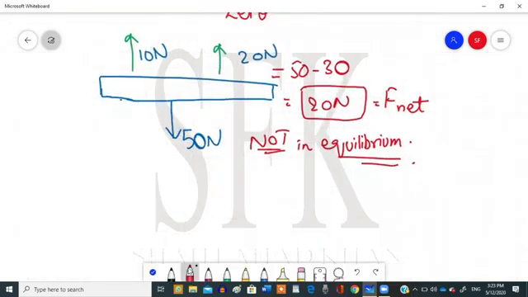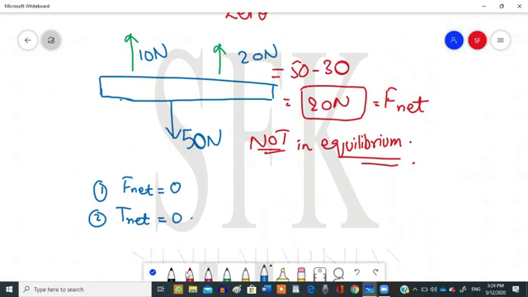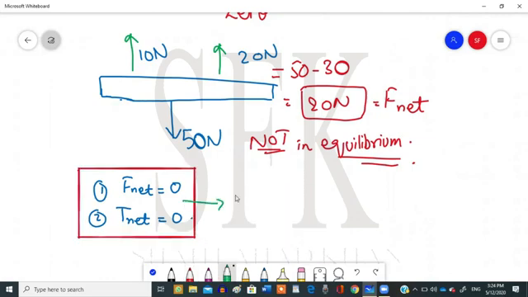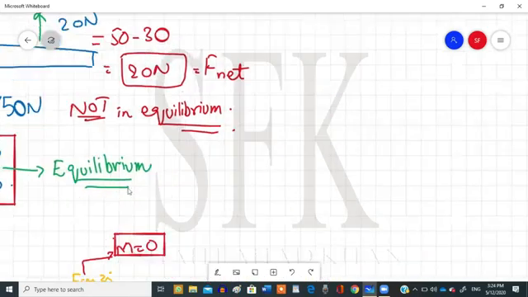So the two conditions of equilibrium. First condition is the net force must be zero. Second condition is the net torque or the net moment must be zero. If both the conditions are satisfied, only in that condition is that object in equilibrium. If one is satisfied but the other is not, then the object is not in equilibrium. I'll give you an example of that as well now.